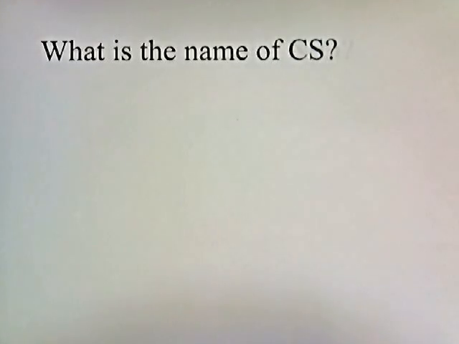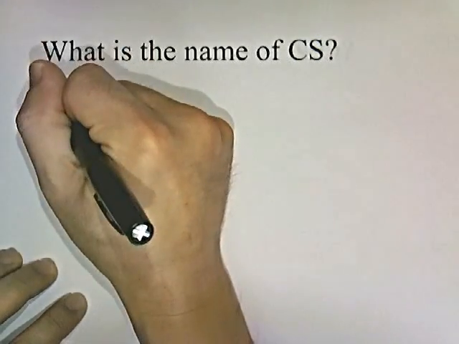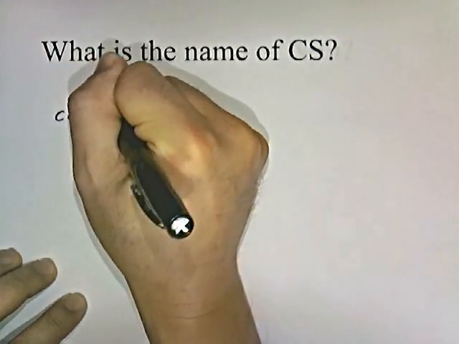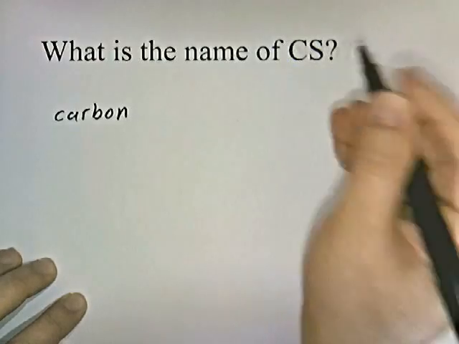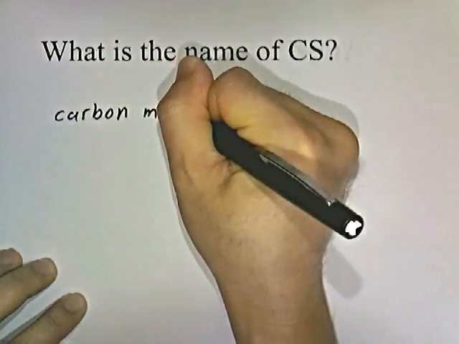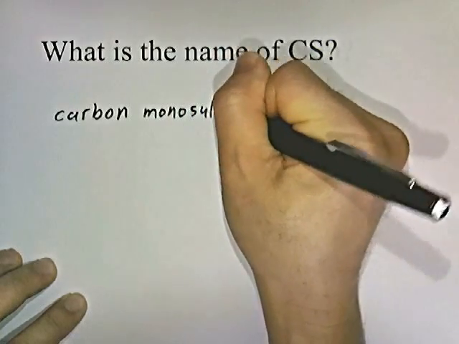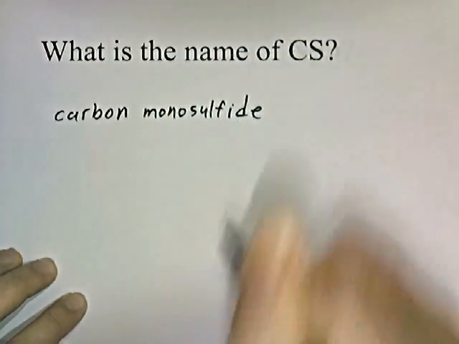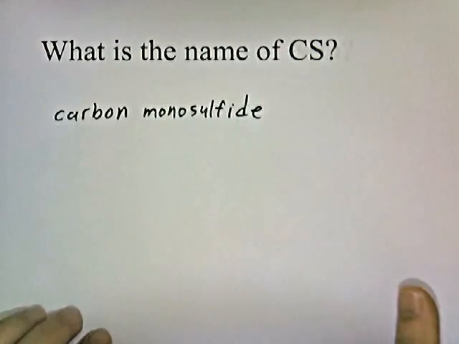What is the name of CS? All right. Carbon, that's this one. S is sulfur or sulfide. One sulfur, so monosulfide. Carbon monosulfide.